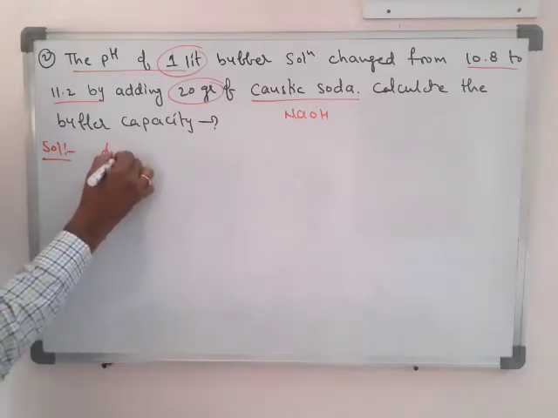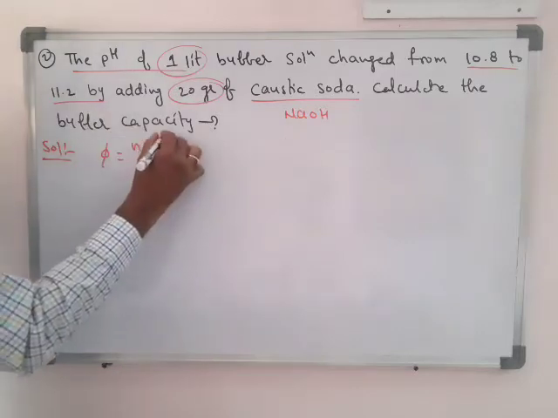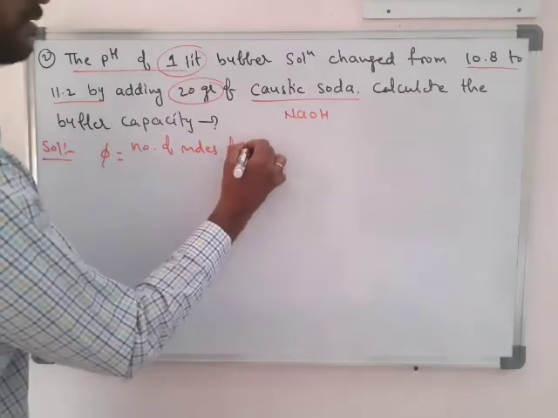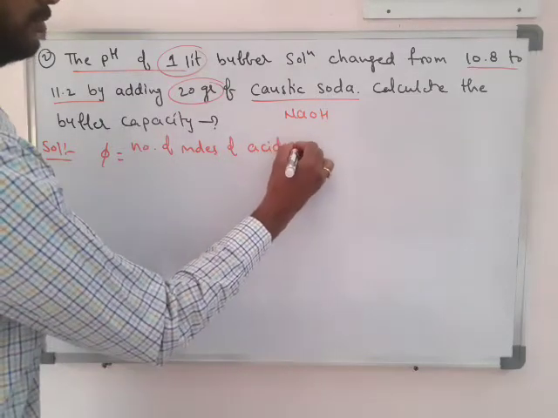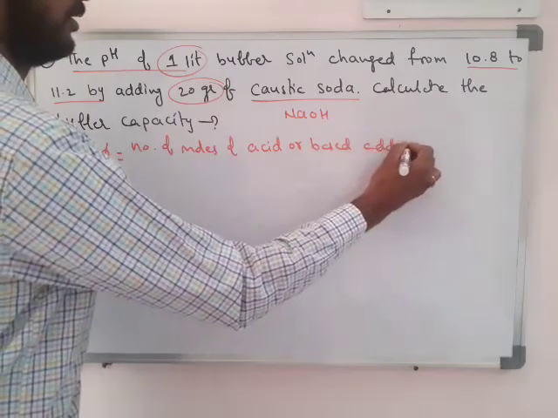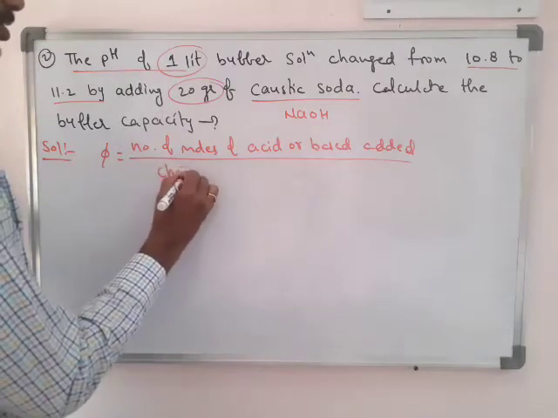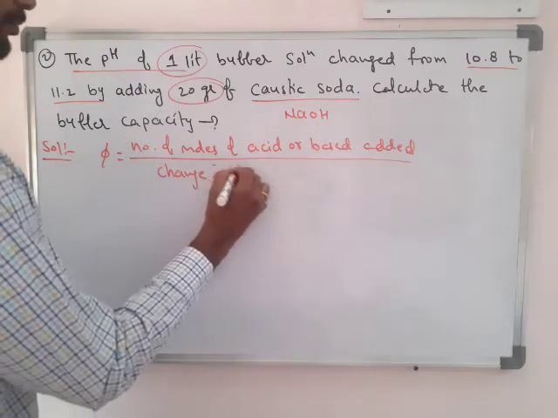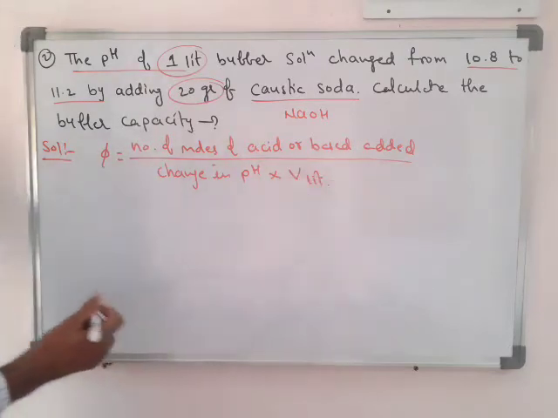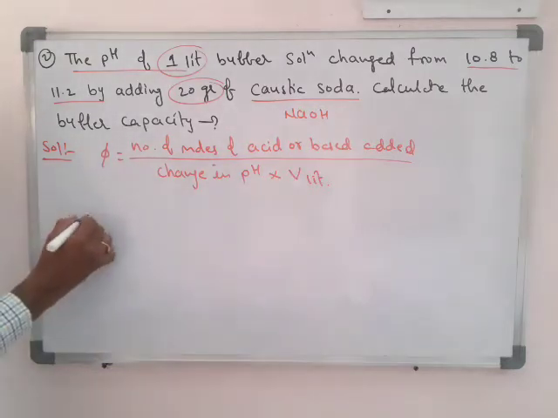So direct question, what is the formula of buffer capacity? Phi is equal to number of moles of acid or base added to buffer, by change in pH, into volume in liters. Okay, so here we directly substitute the values.